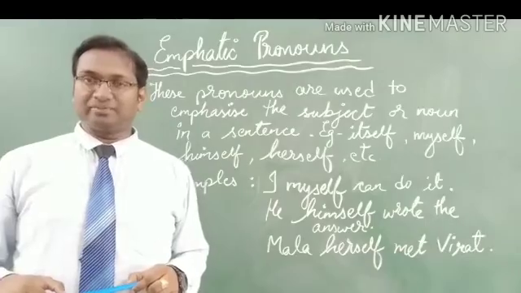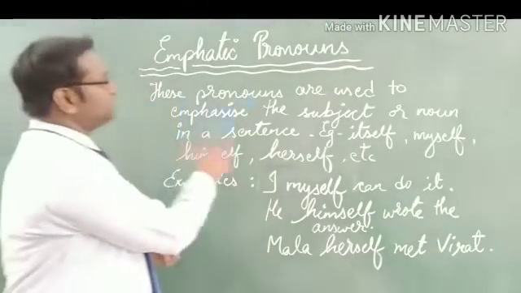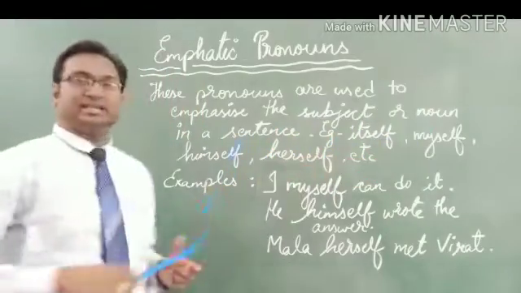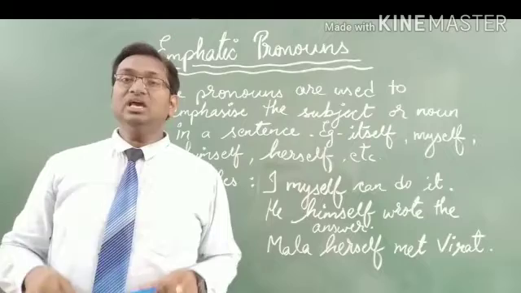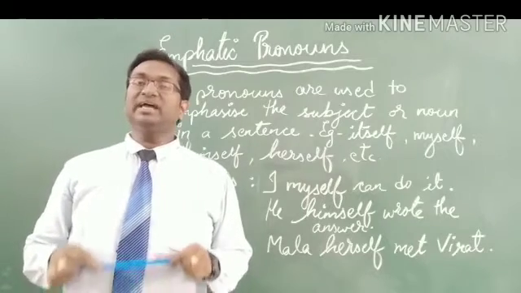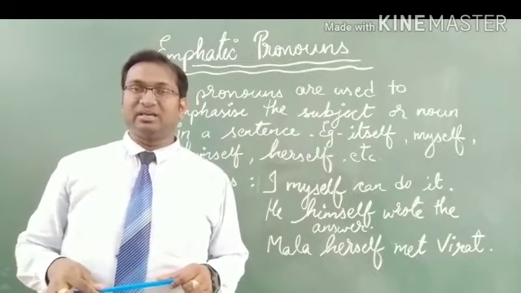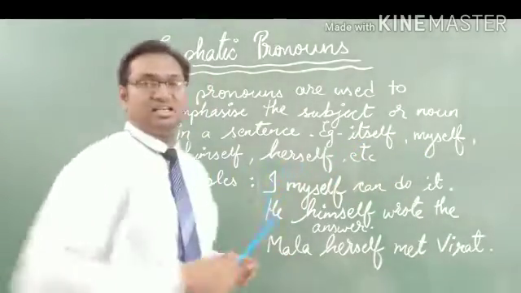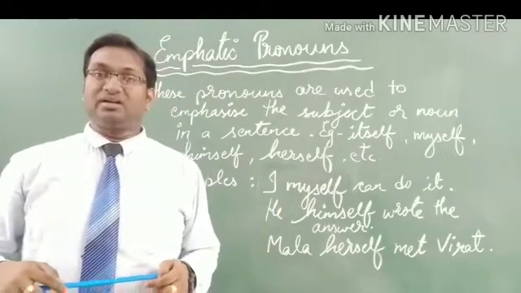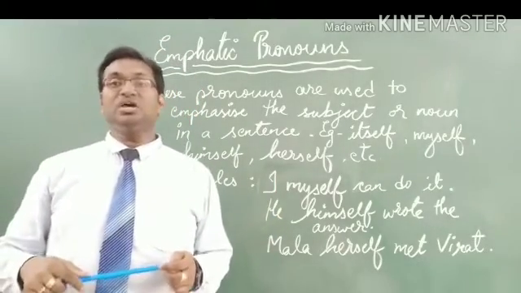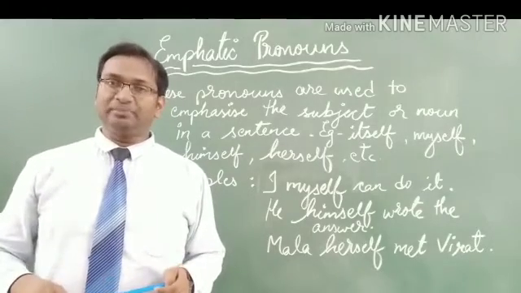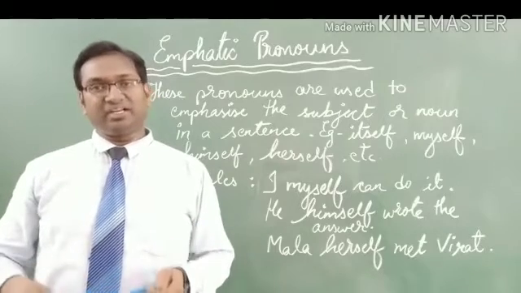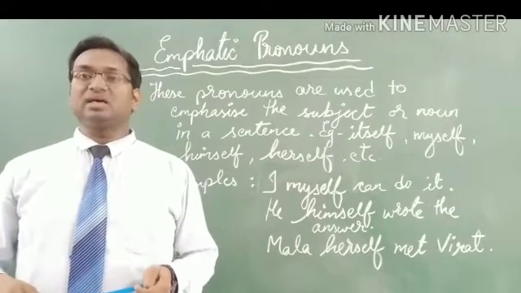Now last is emphatic pronouns. Let's see the meaning. These pronouns are used to emphasize the subject or noun in a sentence. Now it is related to the subject only because it emphasizes the subject. Examples: itself, myself, himself, herself, etc. Now reflexive pronouns are used after the verb and emphatic pronouns are used after the subject. Why? Because emphatic pronouns emphasize the subject.